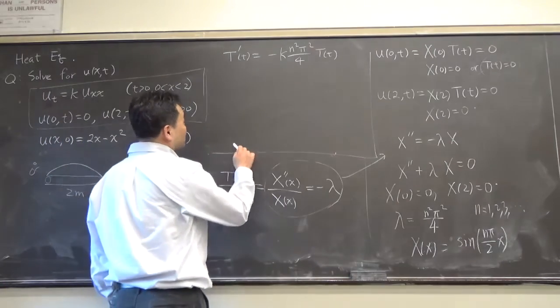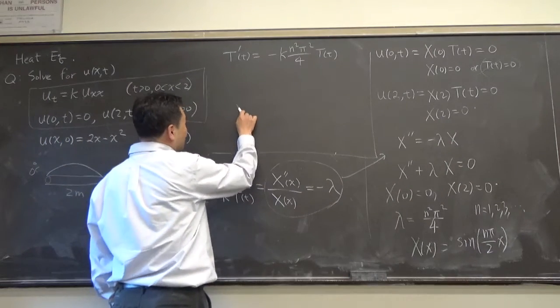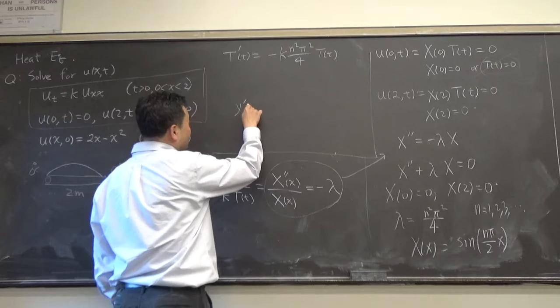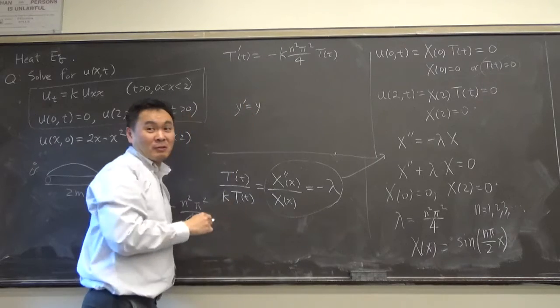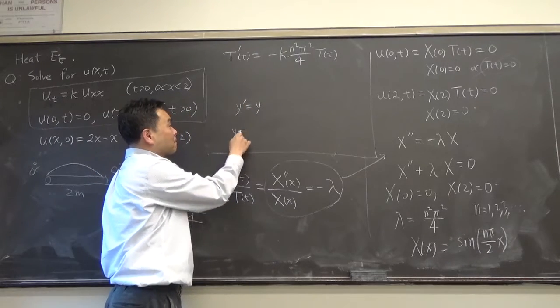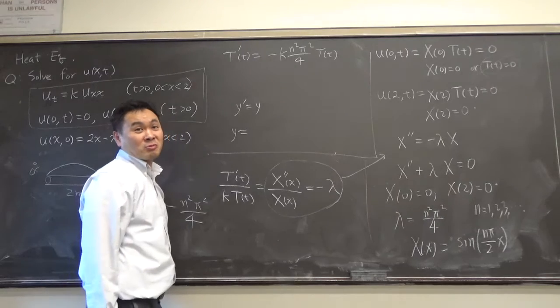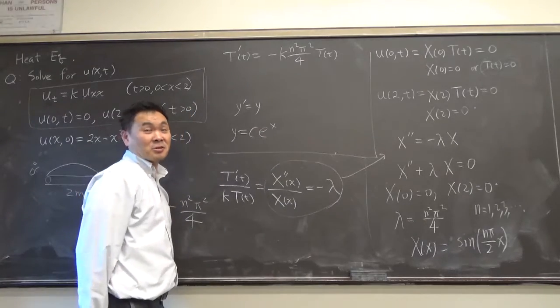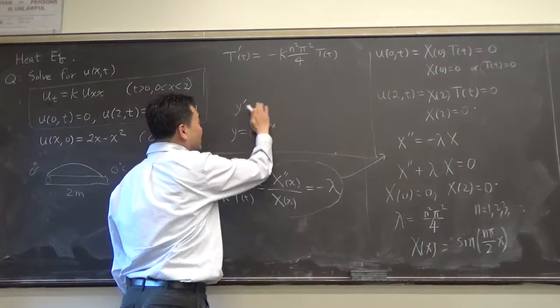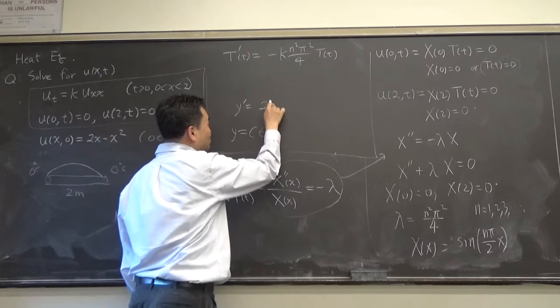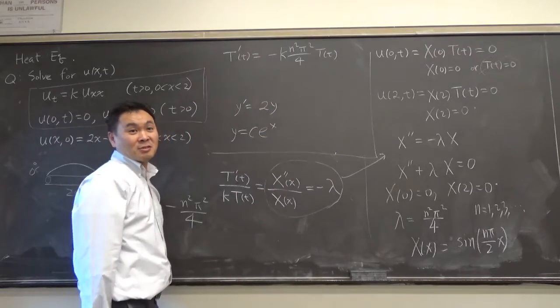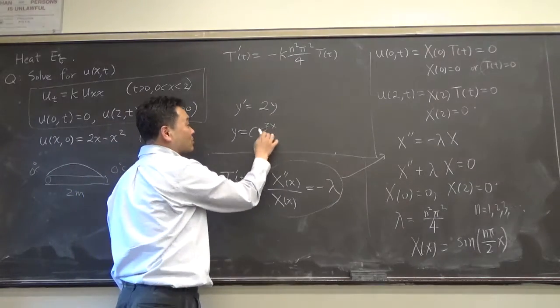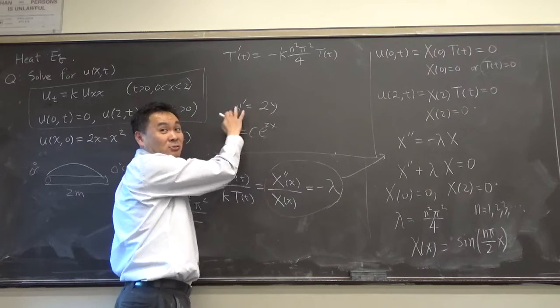So let's see if you know your ODE well. y prime equals y. What's the solution to this? What's a function whose derivative is the same as itself? e to the x. So the general solution is this, right? What if I have y prime equals 2y? What's the solution? e to the 2x, because if you differentiate, 2 comes down. So it's like this, right?